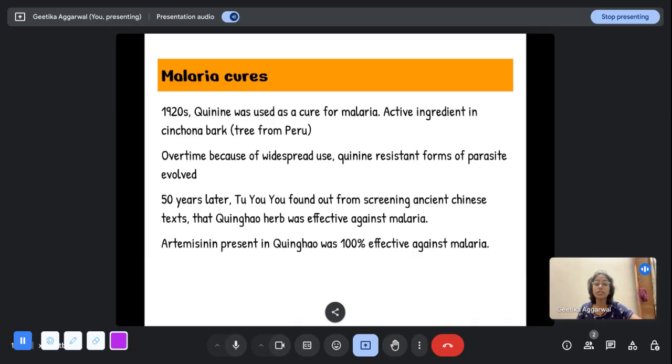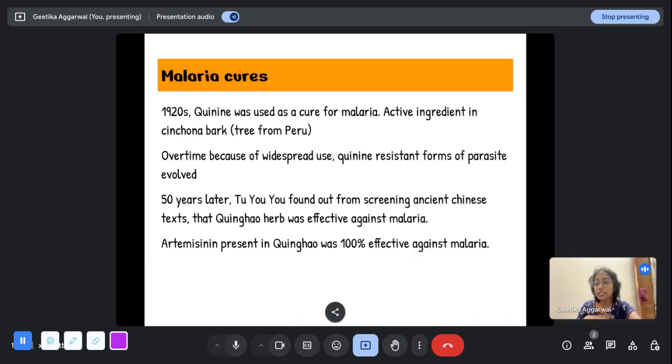And in that period, there was a researcher called Tu, and she was carrying out a project in China. She was a Chinese researcher, and she was heading this project, which was aimed at finding a treatment for malaria. What she was doing is she screened a lot of ancient Chinese texts, because there are a lot of ancient texts that exist on different diseases.